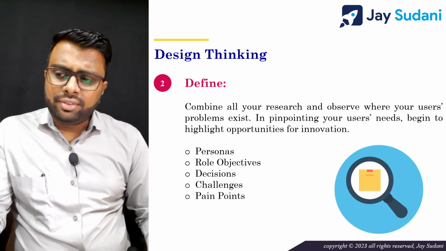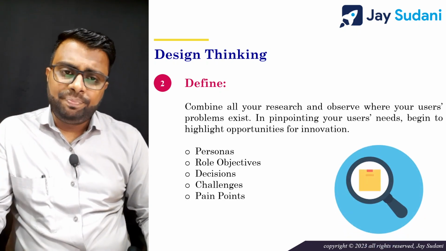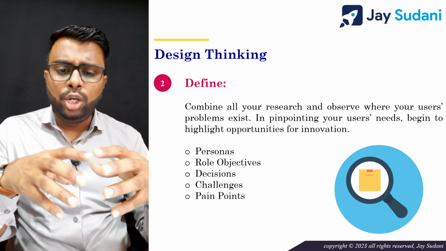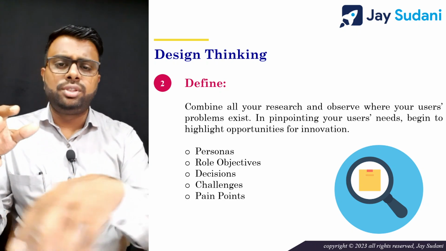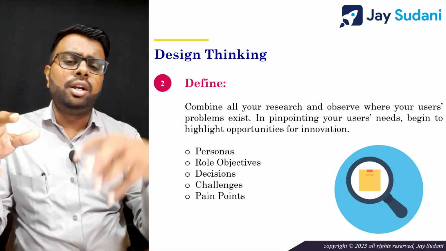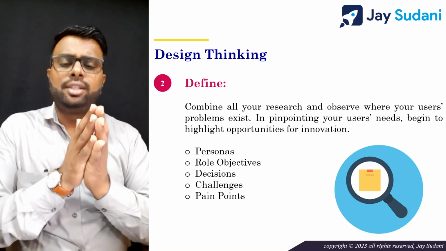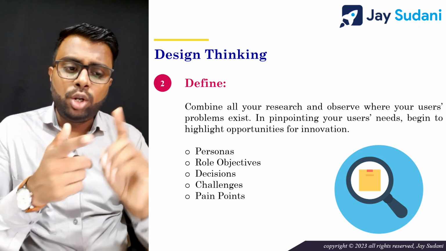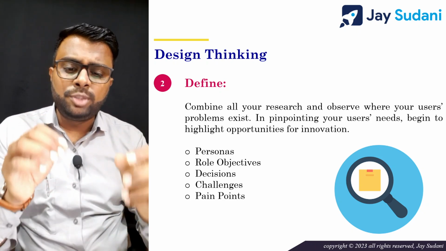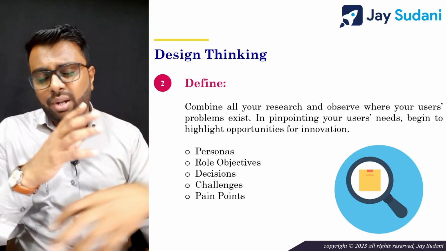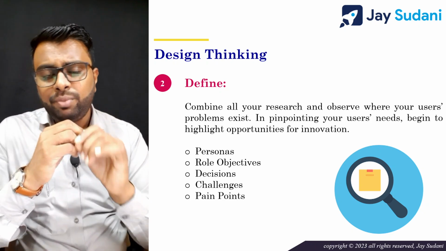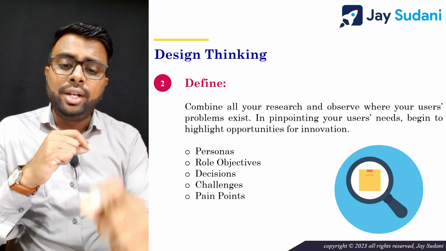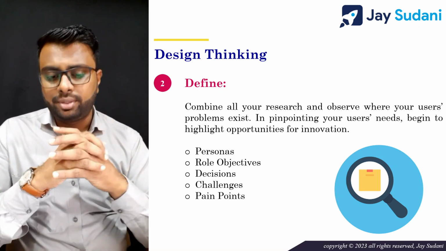Here, whatever research you have done in step number one, you will come down together as a team, sit at one place, and try to understand all the research that you have done, and try to summarize and collect these things. So in step number two, you will combine all your research and observe where your user's problem actually exists. From the research, you will identify where the main problem is and what the major pain point of the user is. And that pain point is nothing but the opportunity for innovation.